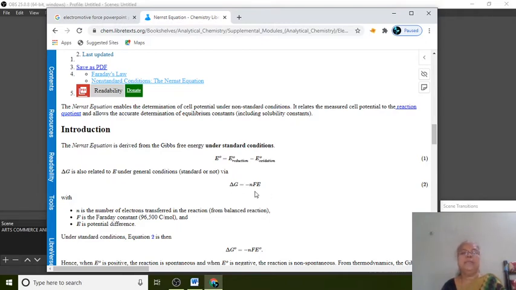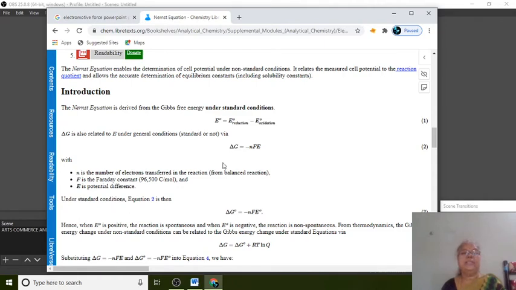Then this equation is also given as the maximum work done. So we equate W max equal to delta G, and when the cell is spontaneous, remember delta G always decreases here.